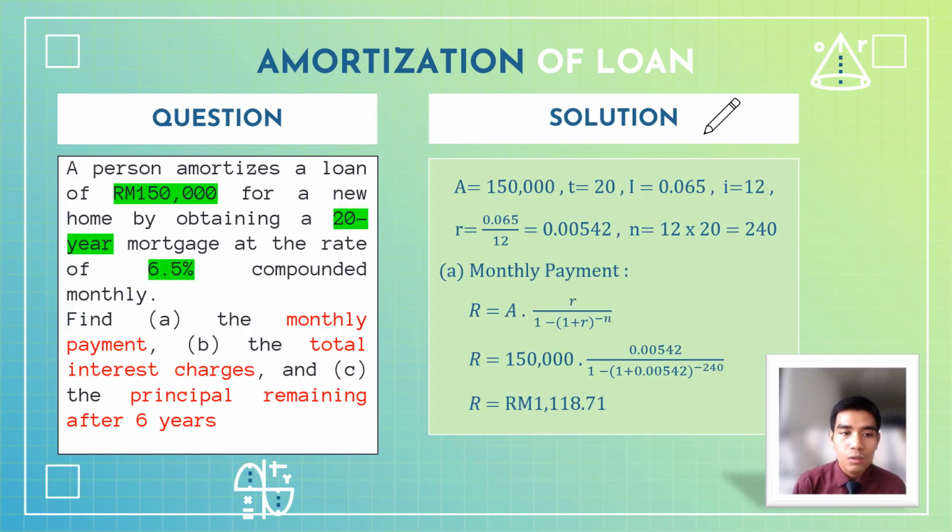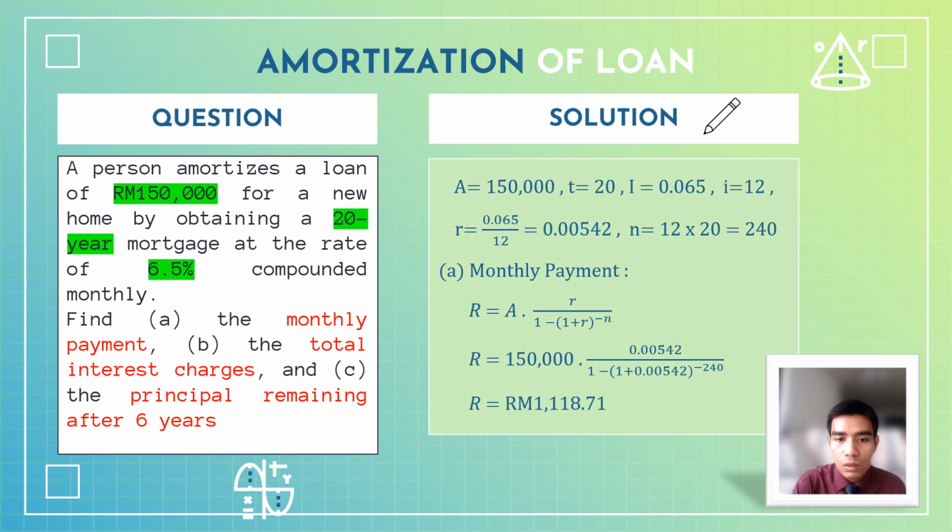So now let's look at the example question. A person amortized a loan of 115,000 ringgit for a new home by obtaining a 20-year mortgage at the rate of 6.5% compounded monthly. The question asks, find first the monthly payment, second the total interest charge, and third the principal remaining after 6 years.